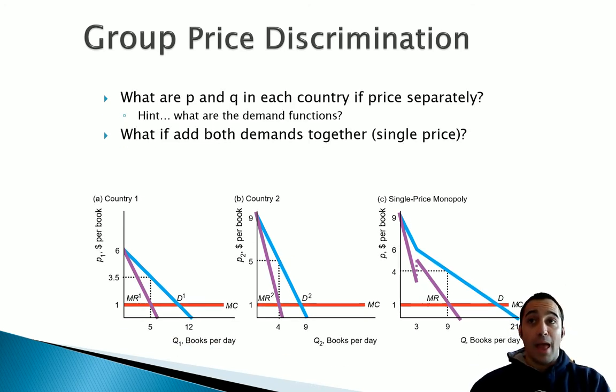Go through and find the equation for the demand schedule and the marginal revenue in each case using the graph. Then add the demand schedules horizontally to find the equation for this line. And then set MR equals MC and prove to yourself that the graphical answers shown here are correct.